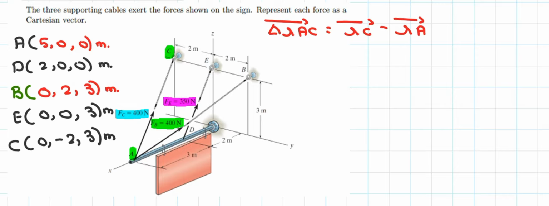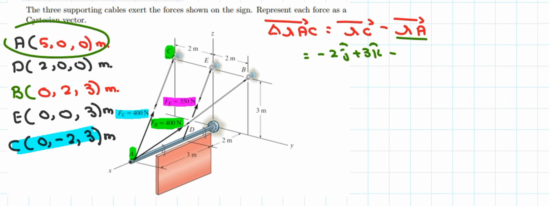If you haven't seen my previous videos, I recommend you please watch them so that you can boost your concept. Now, the location of RC is (0, -2, 3), so it could be written as -2j plus 3k, minus the location of RA, which is 5i. Now, rearrange this so that it becomes -5i, -2j, +3k meter. This is the position vector RAC.